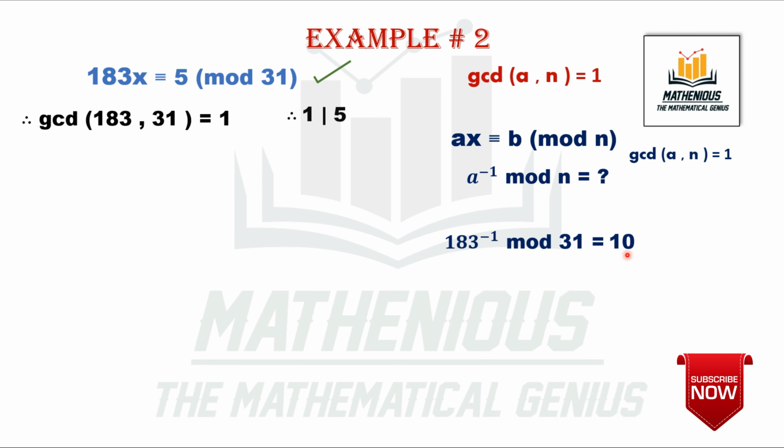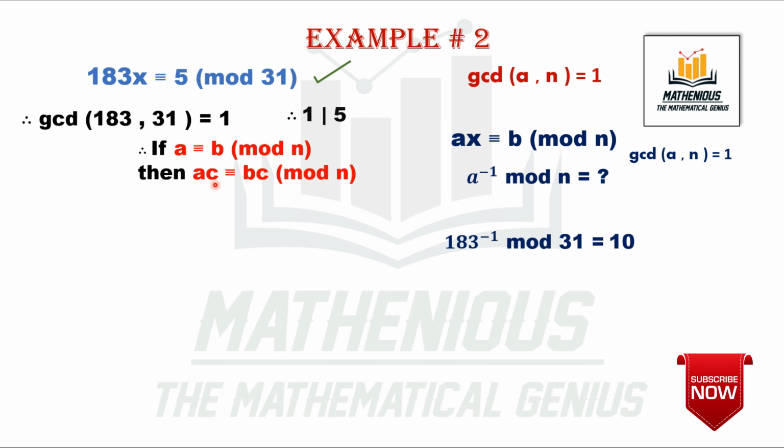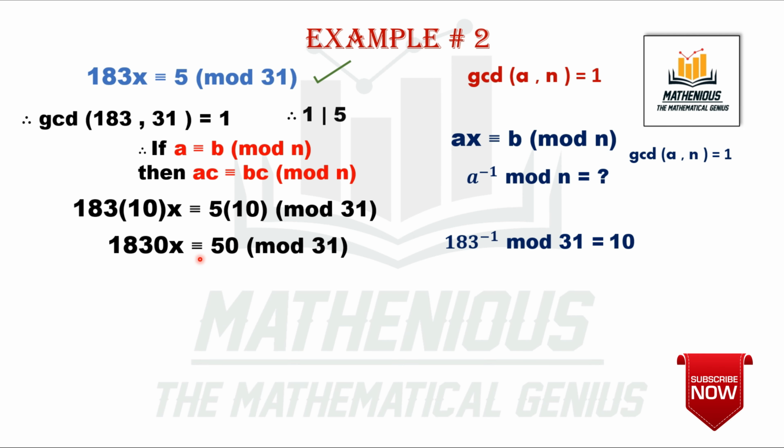Now just multiply by 10 on both sides. Why? Because we know that if a is congruent to b mod n, then ac is congruent to bc mod n. If any integer is multiplied on both sides of the congruence, it does not affect the congruence. So if we multiply by 10 on both sides, we have 183 times 10 times x is congruent to 5 times 10 mod 31. On the left hand side we have 1830 times x is congruent to 50 mod 31. If we take 1830 mod 31, we have only 1.